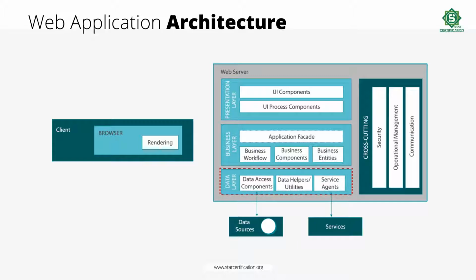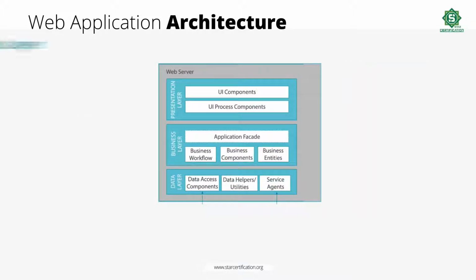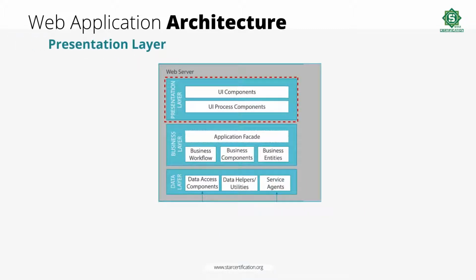Let's discuss the design layers of web application architecture in detail. The presentation layer of the web application shows the UI and facilitates user interaction. In this layer, the application shows the user what needs to be seen and gives the tools for interaction. The presentation layer includes two types of software components that perform specific tasks. They are UI components and UI process components.